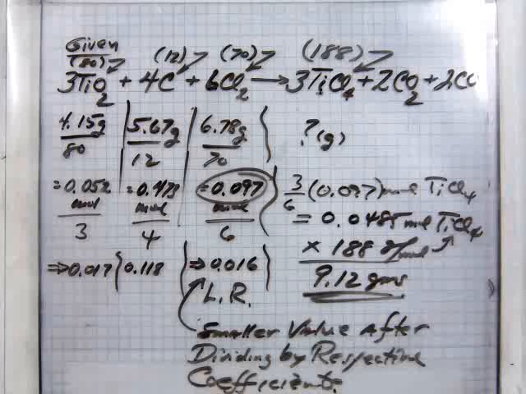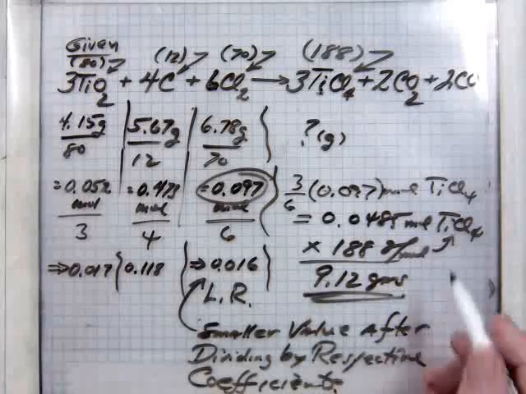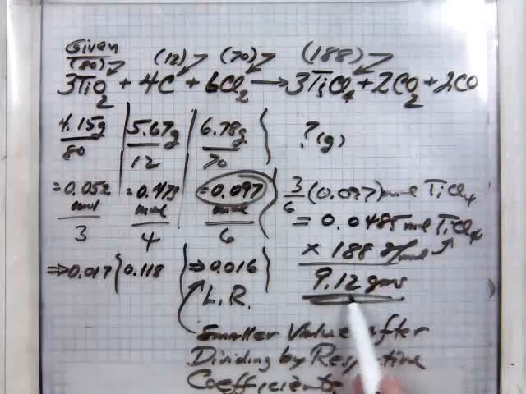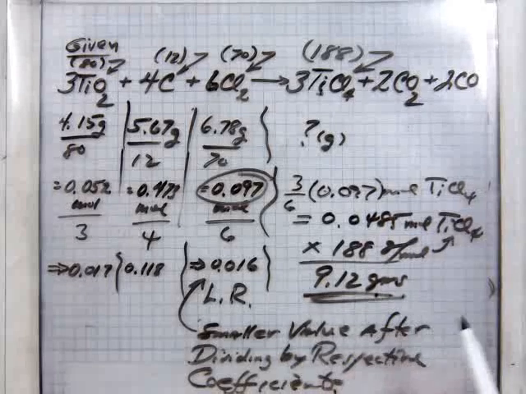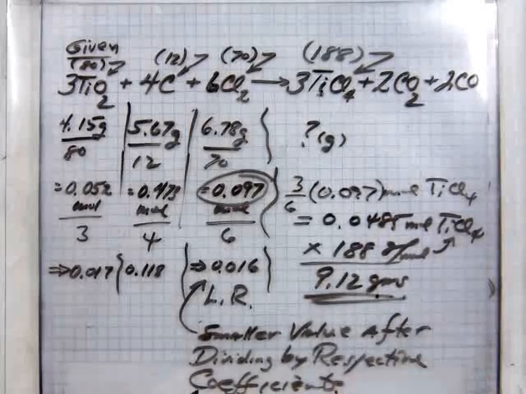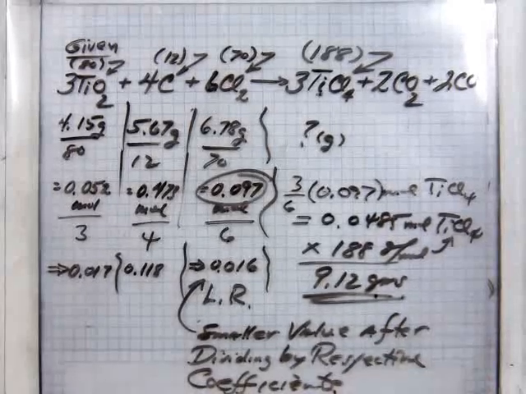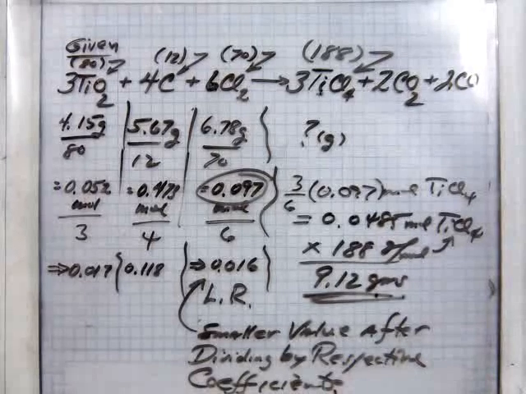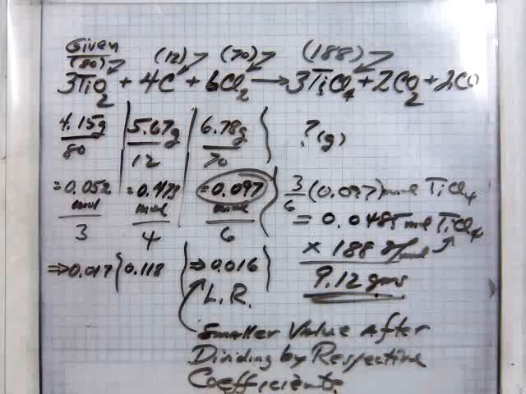Now that's called a theoretical yield, which introduces the next topic. So when we're talking about 9.12 grams yield, this is essentially a theoretical yield. The theoretical yield is the value calculated from the stoichiometry of the equation. Actual yield is what really happens. So that's where we are now.